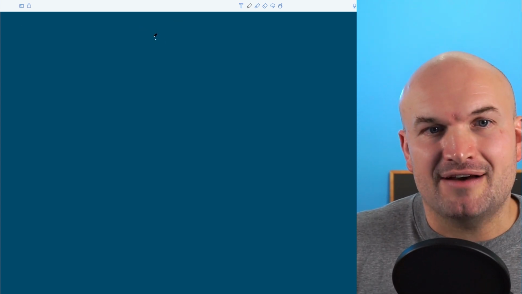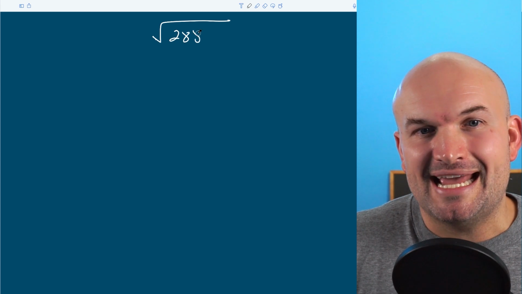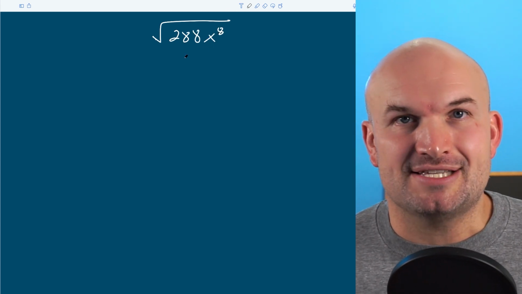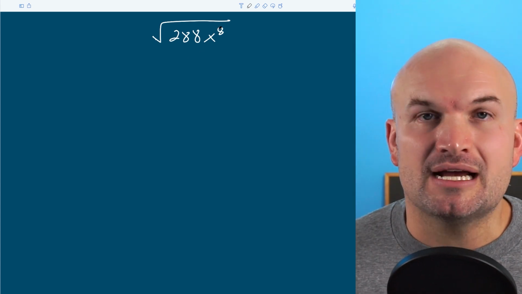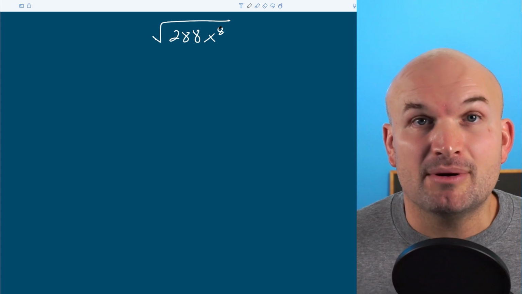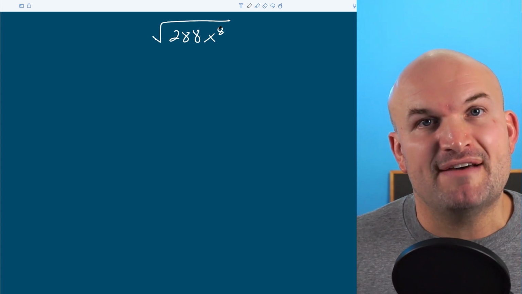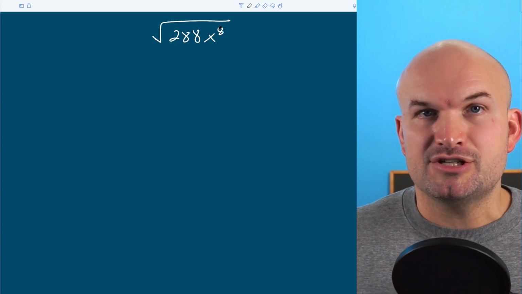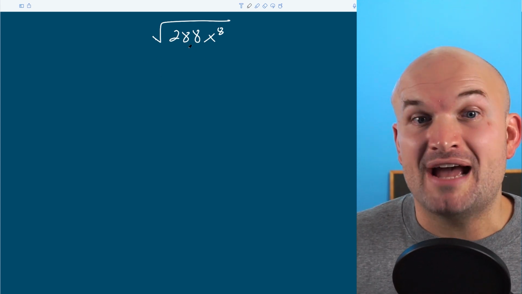So let's say I have the square root of 288 times x to the 8th, and you're using those previous 2 tips and you just can't get the right answer. Well, what can you do? You can break down these numbers into their prime factors. And again, remember, the square root means what number multiplied by itself. So anytime you have pairs of either variables or numbers, you can pull those out of the square root. So let's go ahead and break this down the prime factorization way.